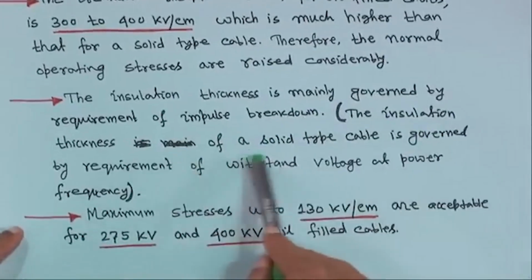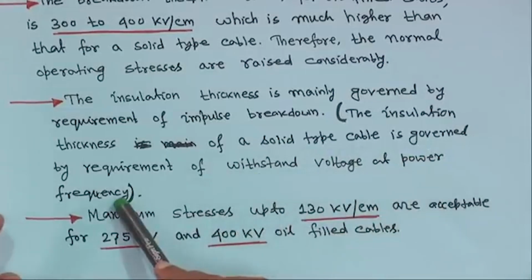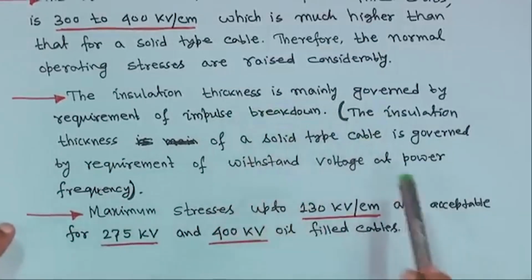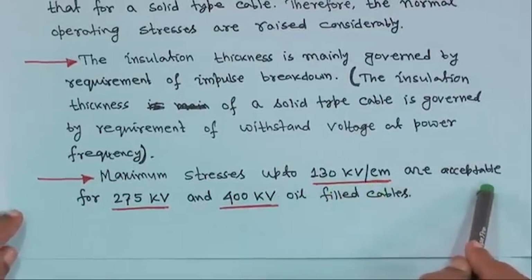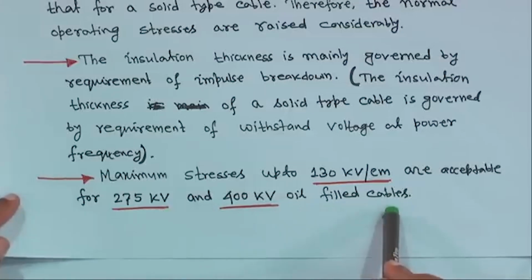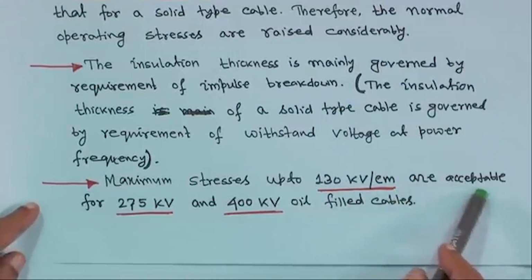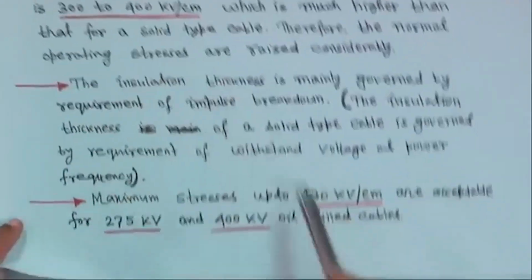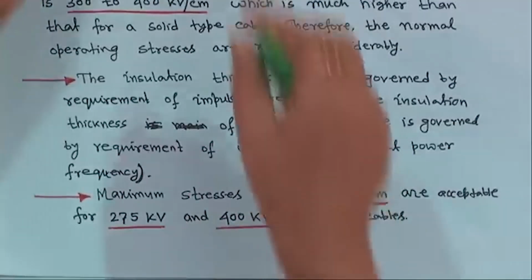The insulation thickness of a solid type cable is governed by the requirement of withstand voltage at power frequency, but here the insulation thickness is mainly governed by the requirement of impulse breakdown, right. So, maximum stresses up to 130 kV per centimeter are acceptable for 275 kV and 400 kV oil filled cables. Here it is 300 to 400, so quite acceptable as your maximum stress, particularly for oil filled cables.